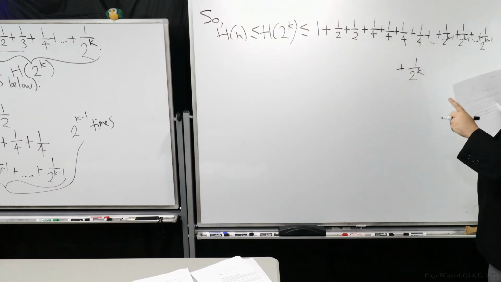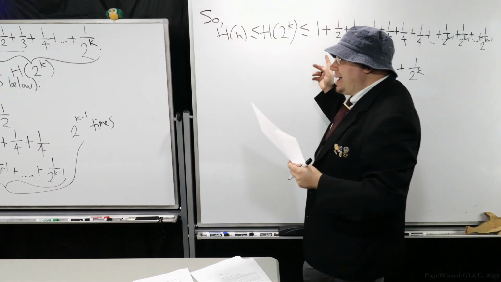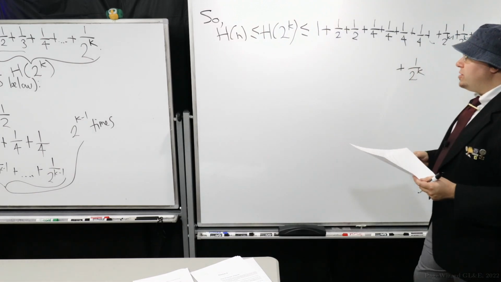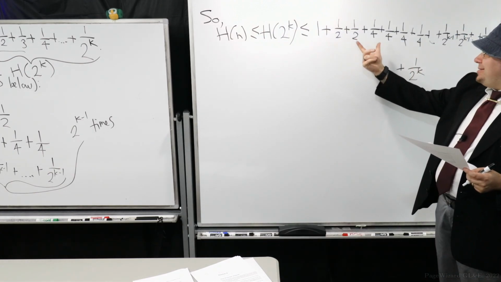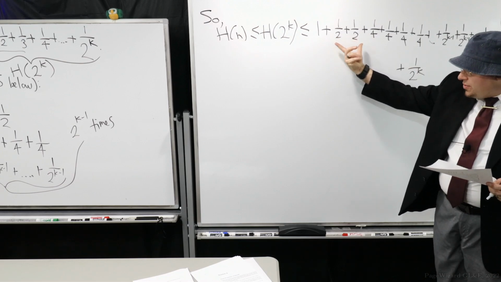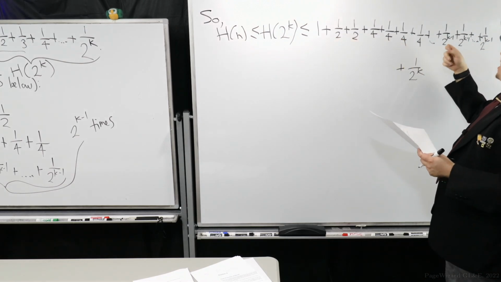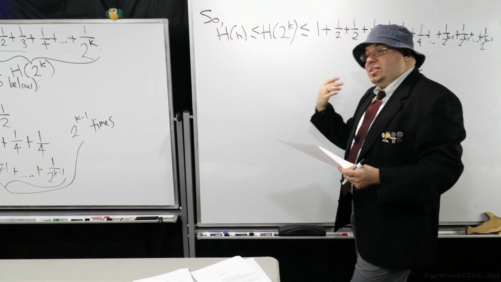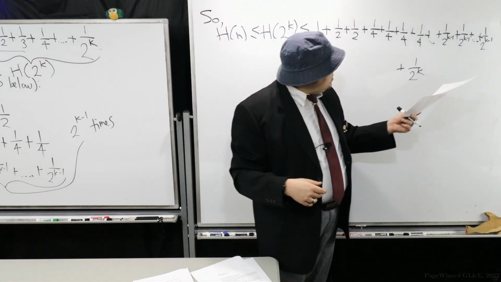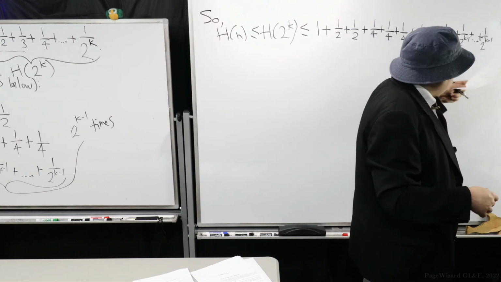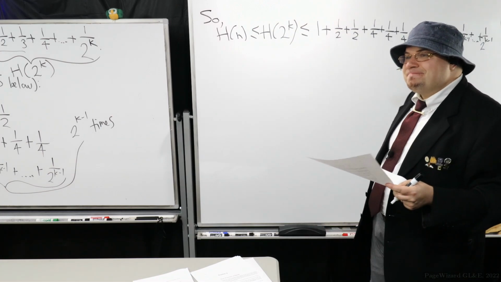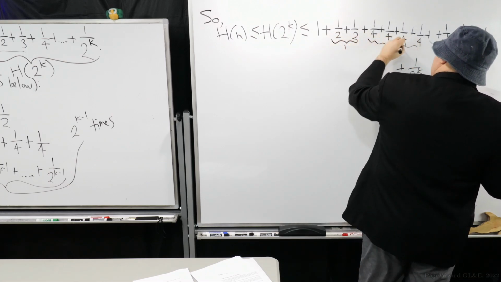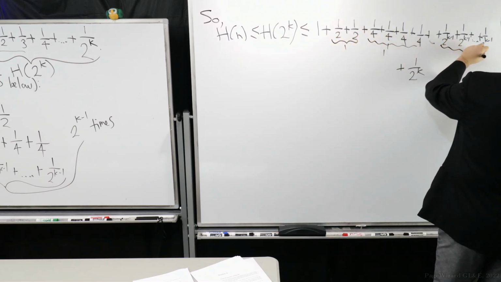But here's the cool part. I deliberately picked the things I did on the right-hand side. Do you notice anything interesting going on with these? So notice I have 2 1/2. I have 4 1/4. I will have 8 1/8. I'll have 16 1 over 16s, and so on. I have 2 to the power of k minus 1, 1 over 2 to the power of k minus 1s. These all sum up to 1. So that's a 1. This sums up to 1. This all sums up to 1.